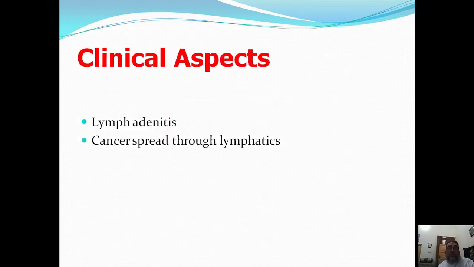Because the neoplastic tissue spreads in three ways. They metastasize by three ways: local spread, lymphatics, and through blood. So lymphatic spread is also a very well known entity.